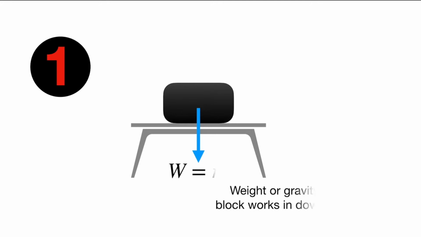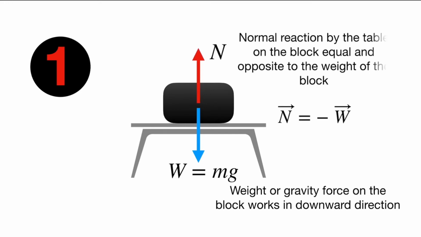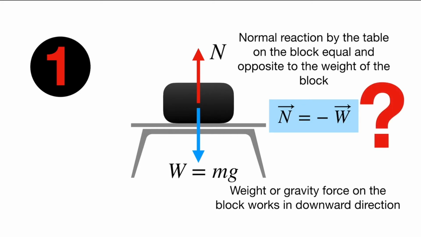Check these out. Number 1. A block is resting on a table. The force of gravity works as the weight of the block in the downward direction, while an equal and opposite normal reaction force by the table works on the block in the upward direction. Can this pair of normal force and weight of the block be considered as a Newton's action and reaction force pair?